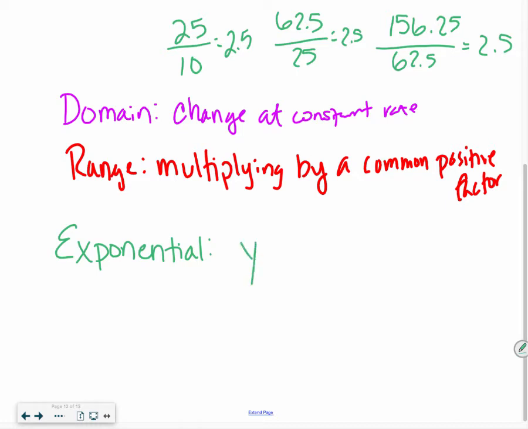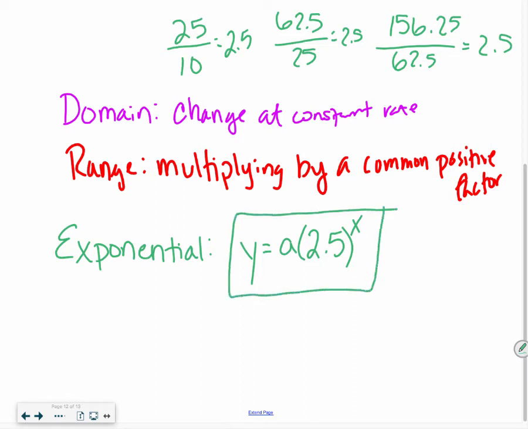I can say y equals, I don't know what my a value is yet, but I know that since my range changes by 2.5, I'm going to put a 2.5 there, then I'm going to use x. So that's how you would start to write an equation based on the table. We're going to look more in depth with that later on in this chapter, but that's how you'd write an equation for it. Okay?